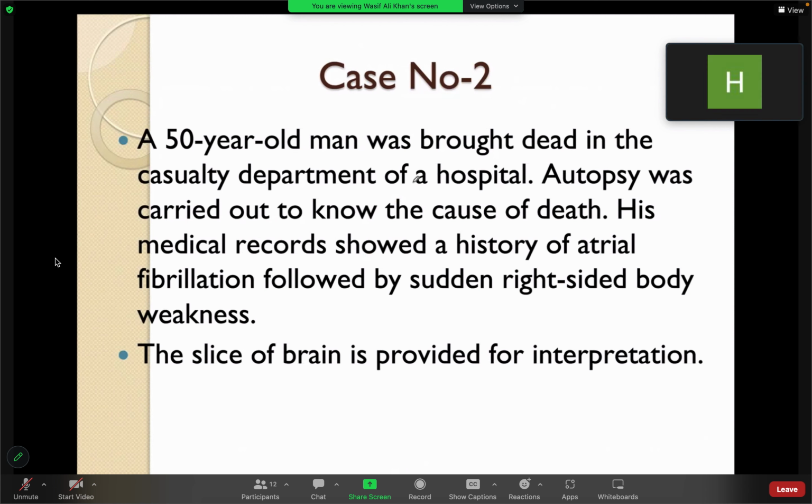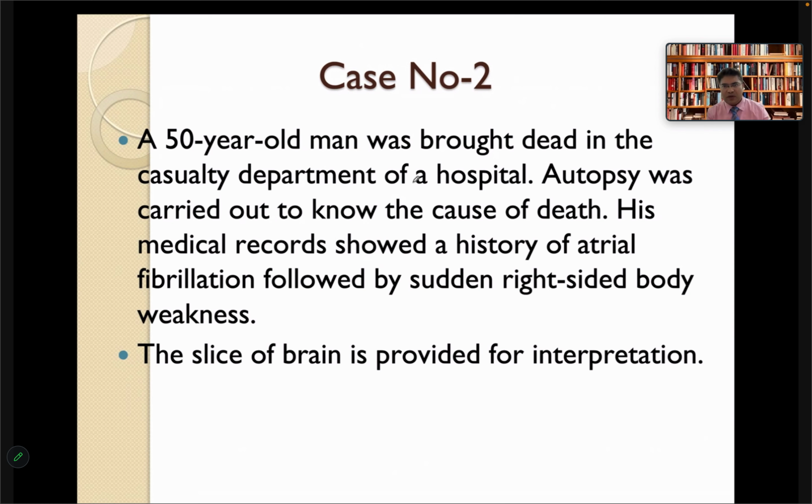All right. Now, case number 2. A 50-year-old man was brought dead in the casualty department of a hospital. Autopsy was carried out to know the cause of death. His medical records showed a history of atrial fibrillation followed by sudden right-sided body weakness. The slice of brain is provided for interpretation.